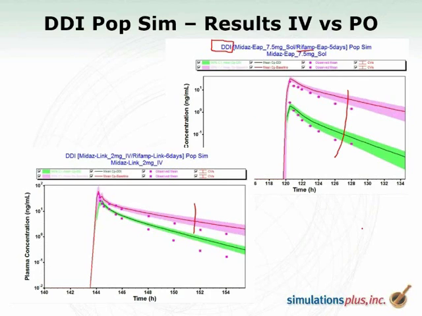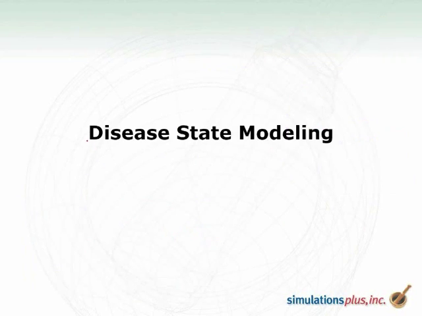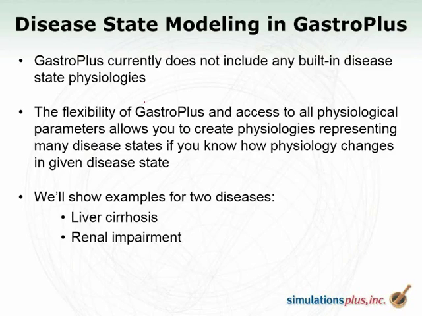Now, going to a topic which is not a new model or new features within GastroPlus 8.6, but it's really just a reminder that you do have the capability of doing disease state modeling with GastroPlus. GastroPlus right now does not include any built-in disease state physiology, so it's not a simple one click or one checkbox type thing, do my simulation now as if this subject had a liver cirrhosis.